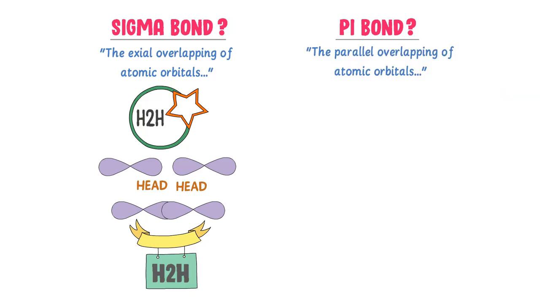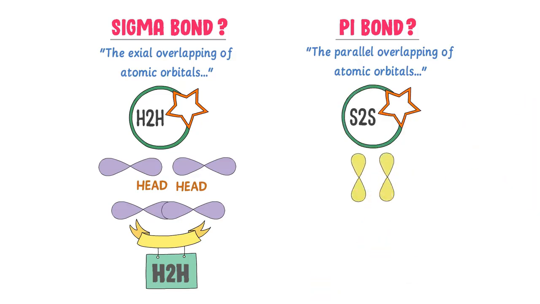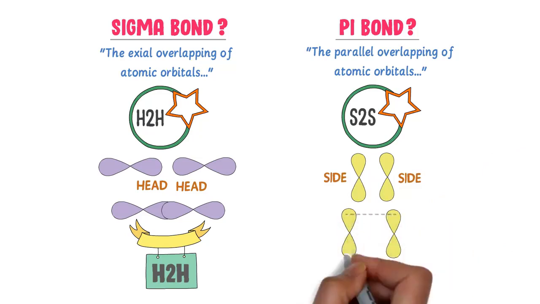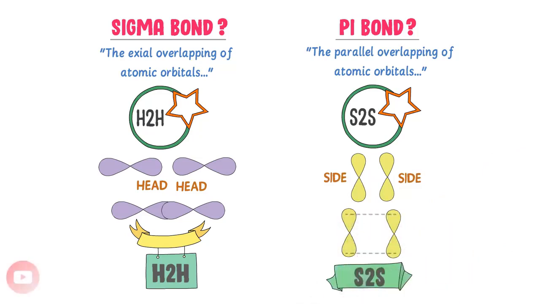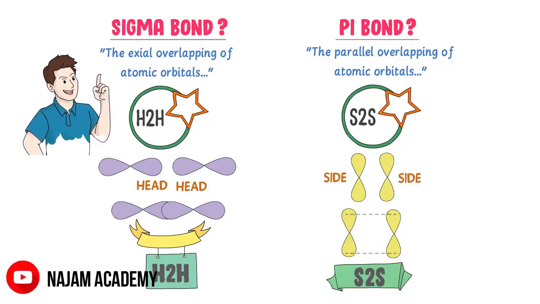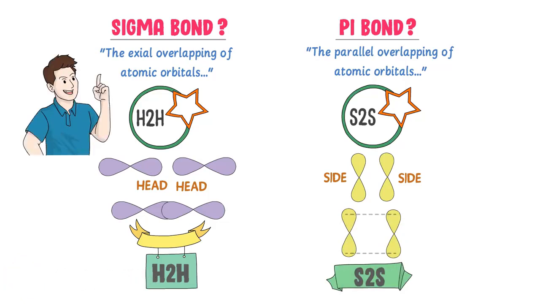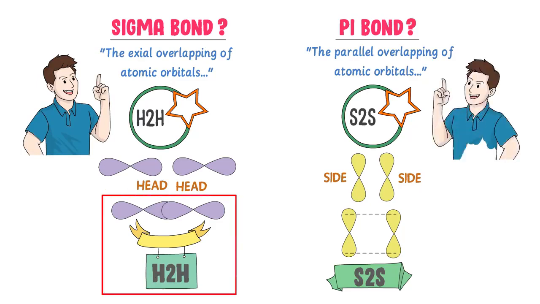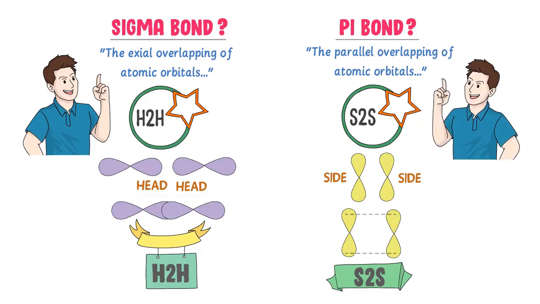Parallel overlapping of atomic orbital is also known as side-to-side overlapping. For example, consider these two p orbitals. This is the side of this p orbital and this is the side of this p orbital. When they overlap sidewise, it is called side-to-side overlapping. Thus note it down that head-to-head overlapping of atomic orbitals always generate sigma bond, like in this example, while side-to-side overlapping of atomic orbitals always generate pi bond, like in this example.